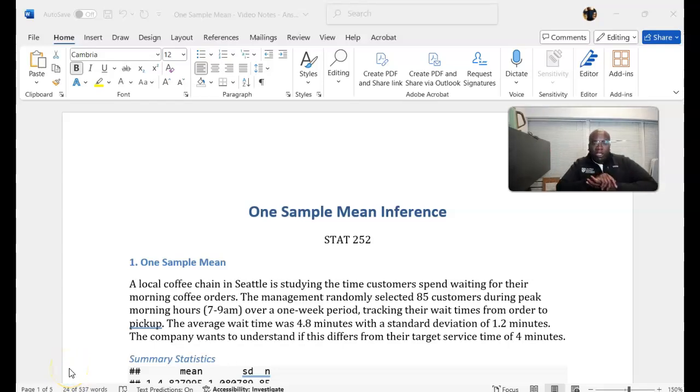Okay, early morning hustle. One sample, mean inference. Okay, so go ahead and read this and highlight what you think is important. All right, so I'm going to read this.